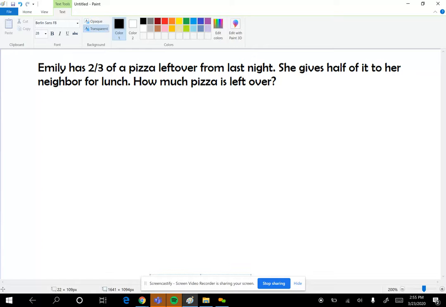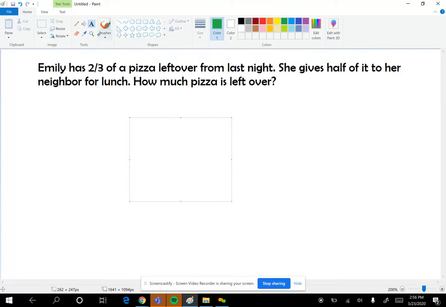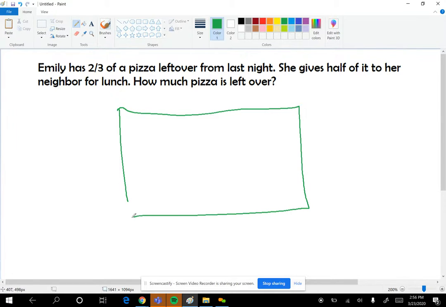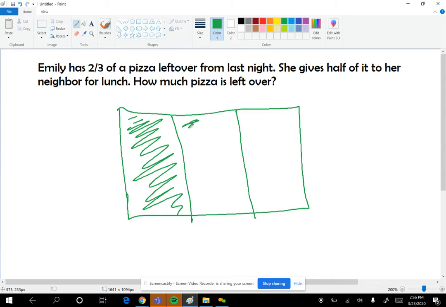Anytime there are pizzas, you might be tempted to use circles, but we're actually going to use a rectangle to represent this problem. So we're going to say that our initial shape of our rectangle looks about like this, and that this represents the original pizza. Emily said that there were 2/3 of it left. So we're going to go ahead and shade in 1/3 and 2/3 to show that we have 2/3 of our pizza left.